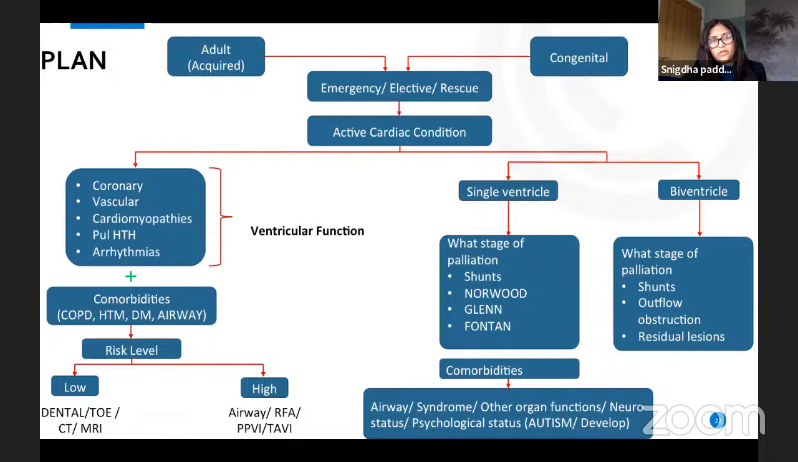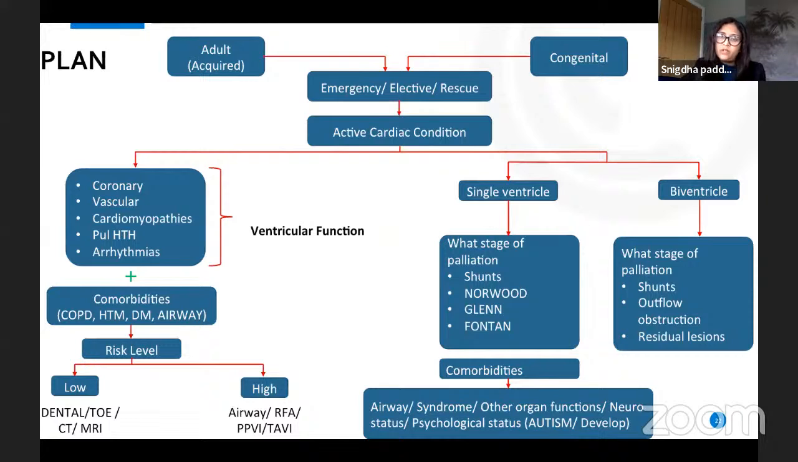In my everyday practice, I try to categorize patients either as adult or congenital, emergency, elective, or rescue. Look if there is any active cardiac condition. Look at the ventricular functions. Most of the time, adult patients you can categorize in coronary, valvular, cardiomyopathies, pulmonary hypertension, arrhythmias. Look at the comorbidities. And if it is a congenital heart patient, we can put him in two categories, single ventricle patients or biventricular patients.